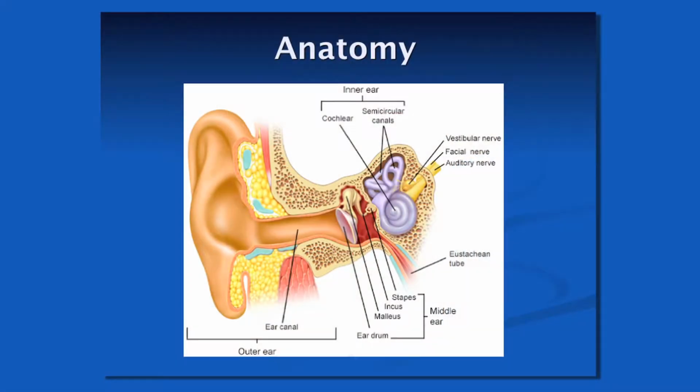The inner ear is actually composed of the cochlea, which is the inner ear hearing organ. The inner ear is also composed of a very important part of the balance organ, which is the semicircular canals and the utricle and the saccule, which help us maintain a sense of equilibrium.